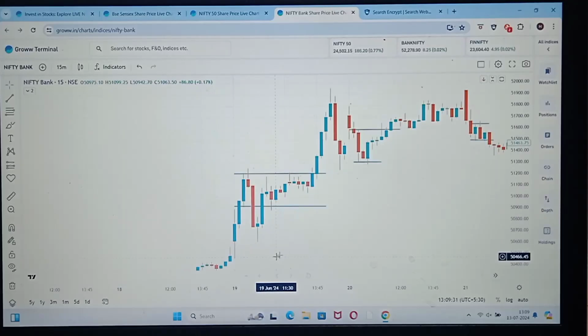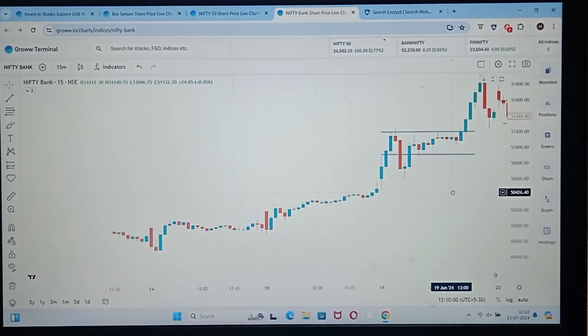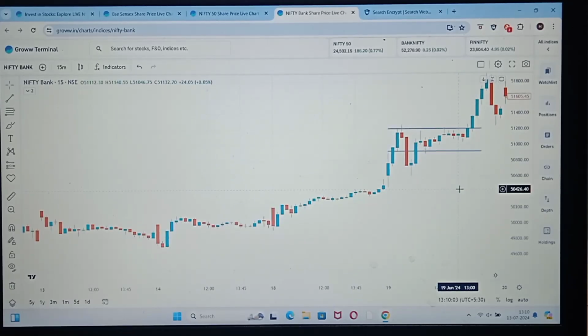So again, one more beautiful move you have seen, at 1:45. You can clearly see from here to here, huge. You can see the 51,200 mark, 700 points here and 150 here, 850 points you got as per the 9:45 strategy. You can see clearly.